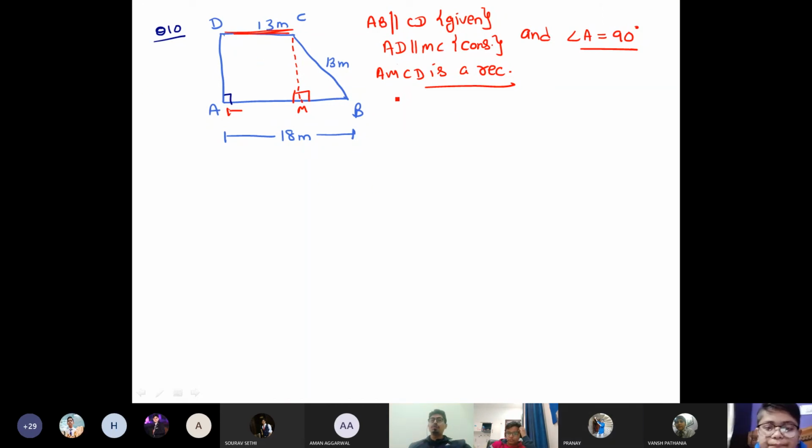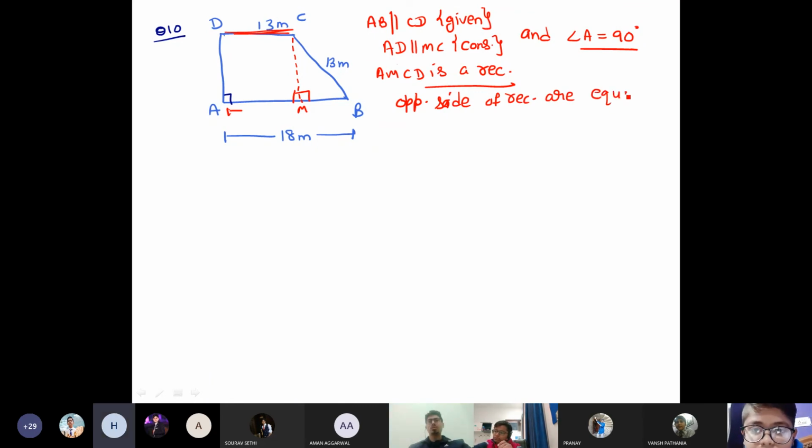Now we know that opposite sides of a rectangle are equal. Can I say that this also? Opposite sides of a rectangle are equal. So see, this DC is 13, so this will be 13 as well. Now this complete AB is 18, this is 13, so this will be 5. Yes or no?